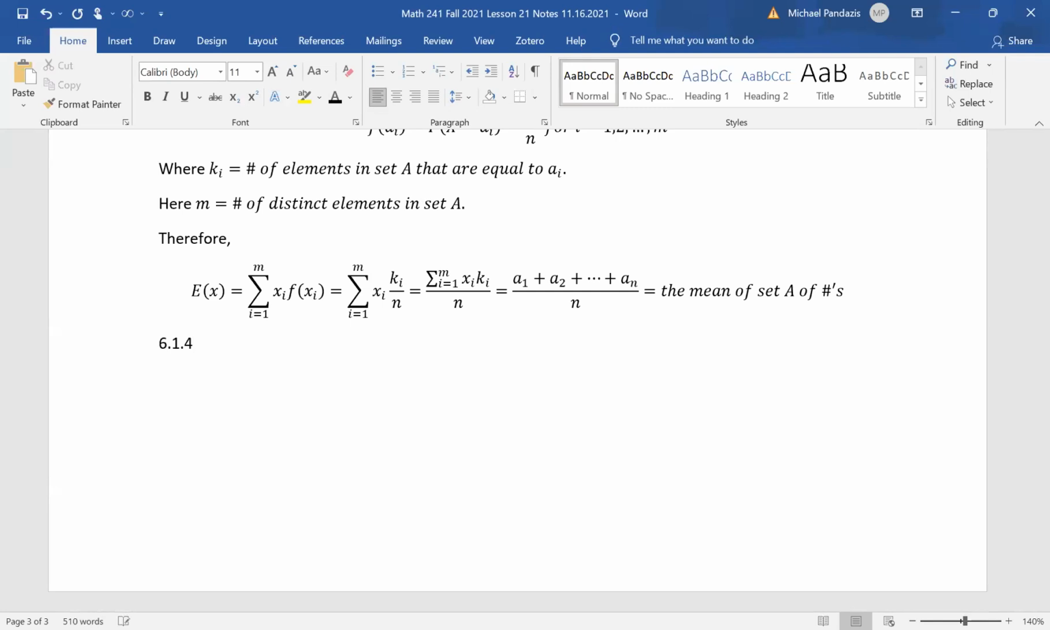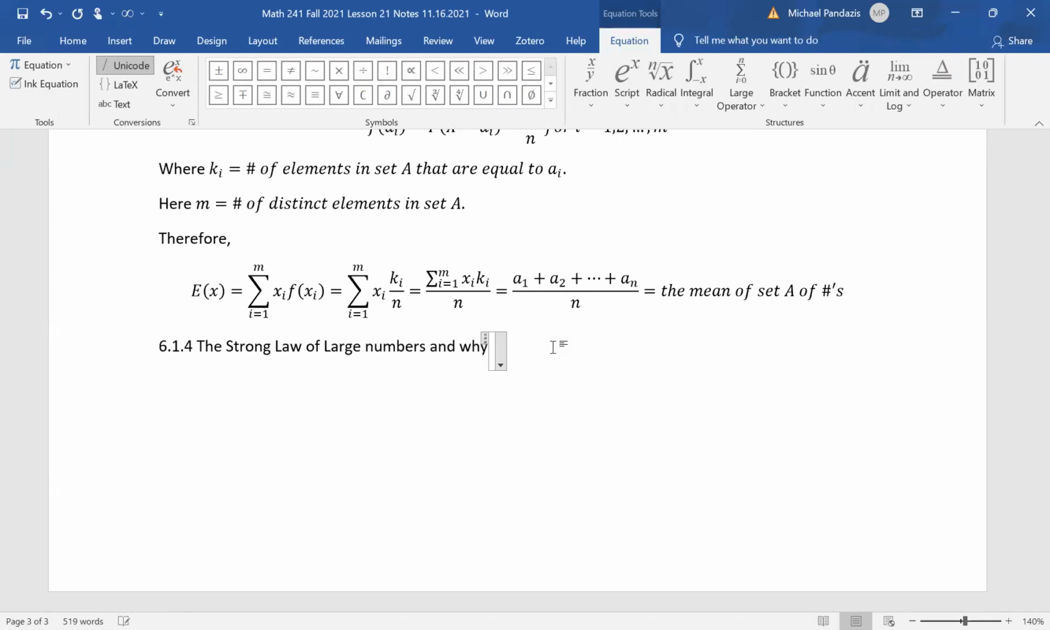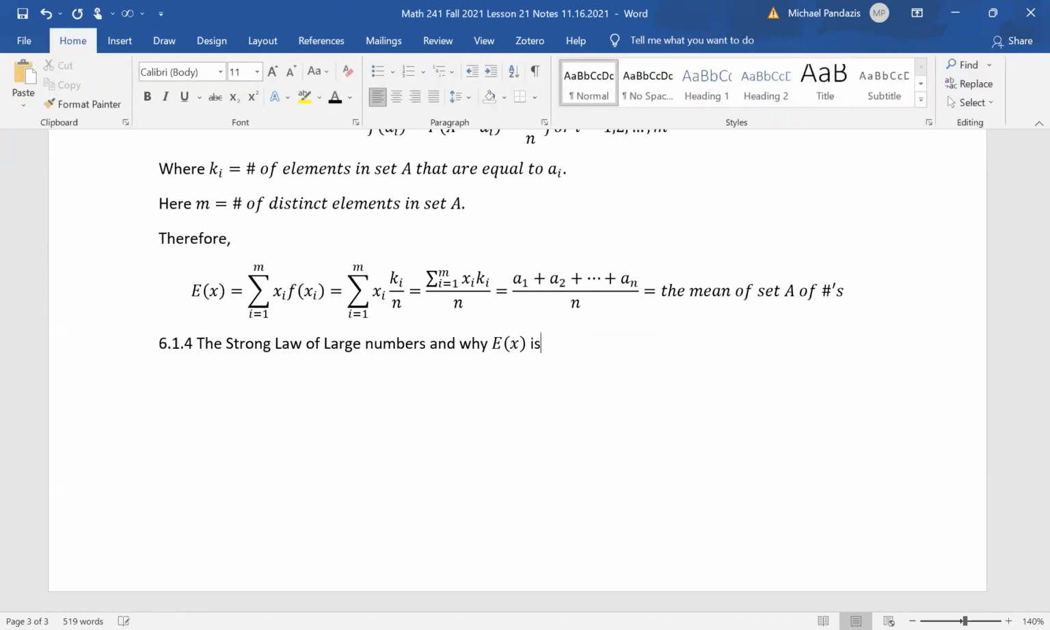Okay, so the next section is 6.1.4. It's the strong law of large numbers, and why E of X is called the mathematical expectation of capital X. Okay, so this is theorem 6.1, the strong law of large numbers.